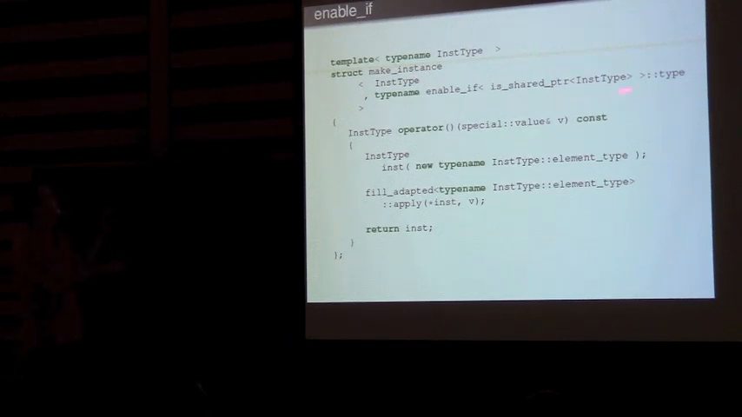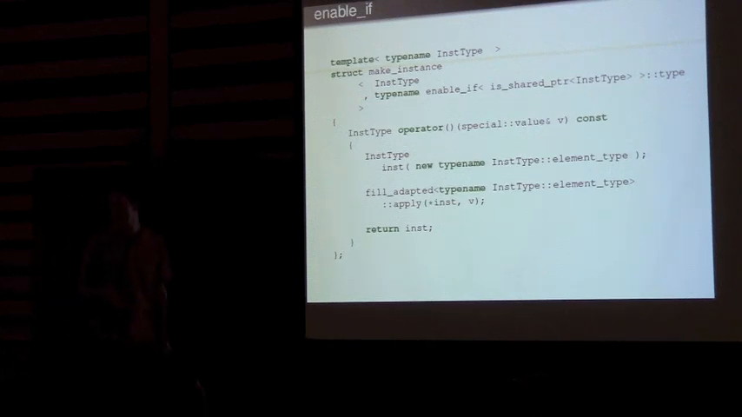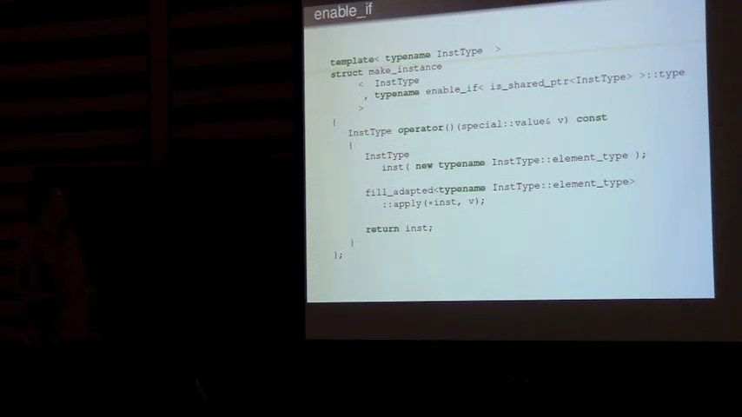So ignore the man behind the curtain, which is this top part for a moment. And let's just look at the bottom for a quick second. I now have an instance type that is one of these boost shared pointer things. So I have to create them differently. I need to new one off. Just so happens that shared pointer lets me look inside to see what the element type is. So I can say, and what is this thing called? This element type.